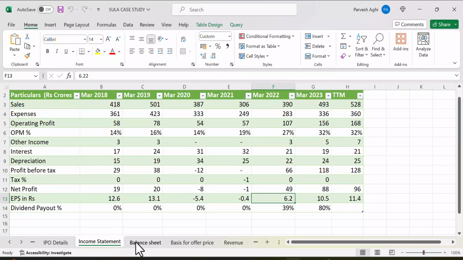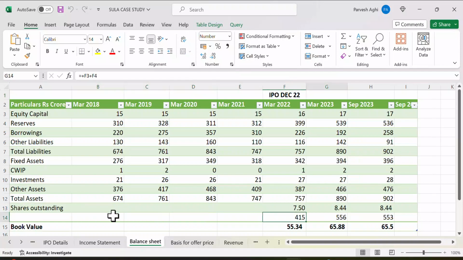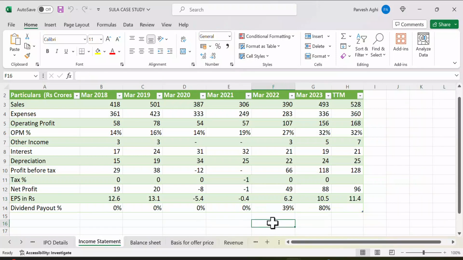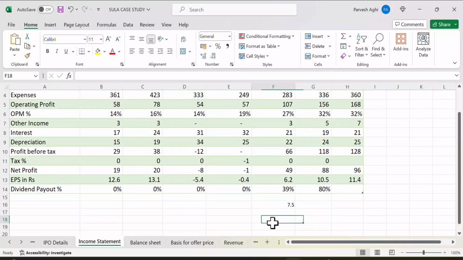How has it been calculated? In 22, the shares were 7 crore 50 lakhs, so 7.5. If I take the profit and divide it by 7.5, we get somewhere near 6.53. What is the formula for earning per share? The net profit of the company divided by the total number of shares outstanding. This is called the basic EPS, basic earning per share.